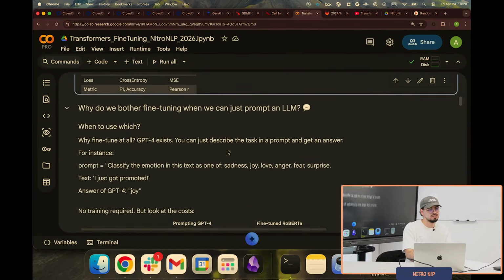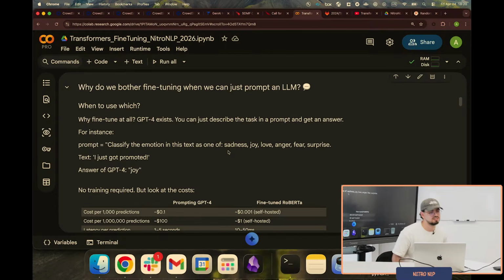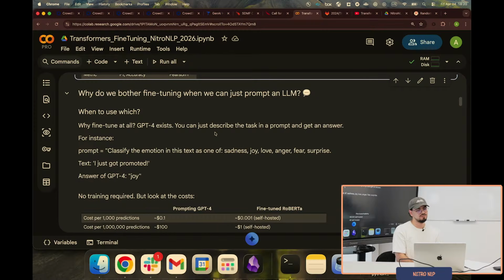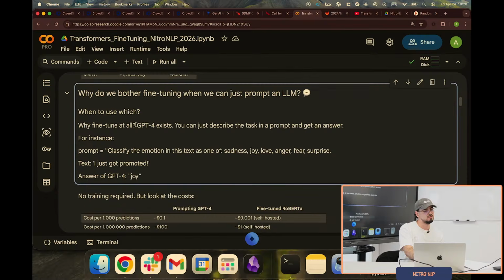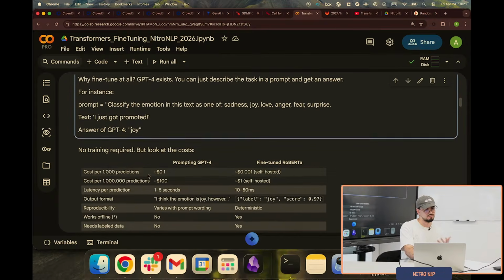All right. So one more observation regarding this. You would maybe ask, if we have such powerful LLMs today, like GPT, Gemini, Claude, Llama, whatever, why do we bother fine-tuning a transformer when we can just prompt an LLM, right? Well, because of the specific task that we have. So you can describe the task in a prompt to the LLM, and you're going to get an answer. If we say, classify this emotion in the text as sadness, joy, whatever, and the text is "I just got promoted", GPT-4 is going to answer joy. Or at some point it's going to answer joy. It's not necessarily something it's going to answer every time.